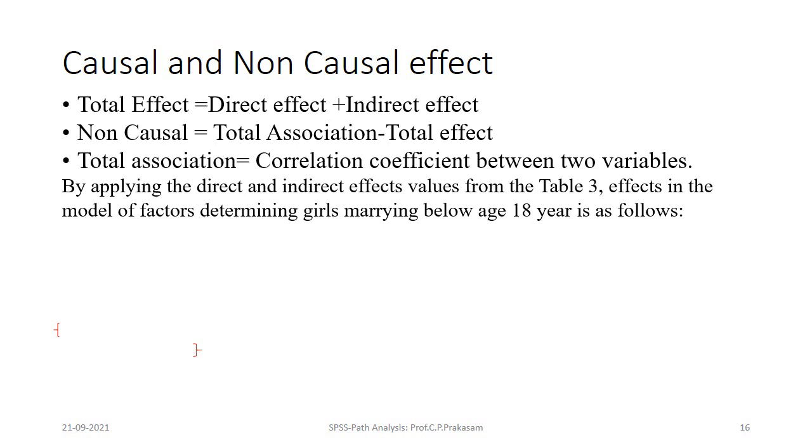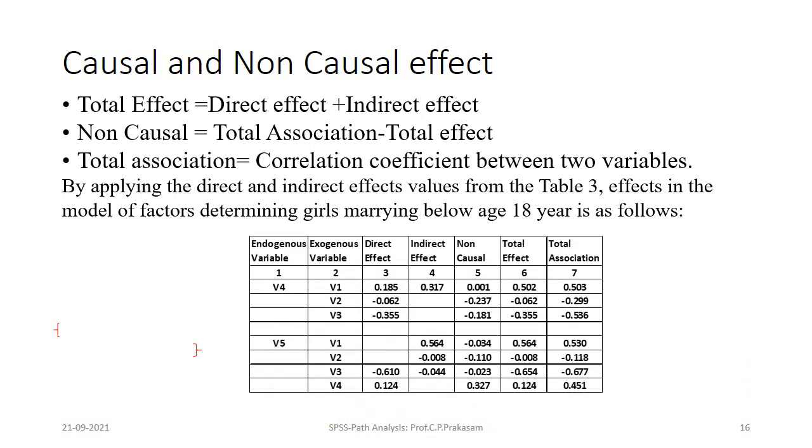Then we will go to our problem by applying the direct and indirect effect values from table number 3. The effects in the model of factors determining girls marrying below age 18 years are as follows. This table gives you the total effect, non-causal effect, and total association for the variables. You can see the table here: V4 and V5, and exogenous variables V1, V2, V3. For V5: V1, V2, V3, V4. Direct effect, indirect effect, non-causal effect, total effect and total association.